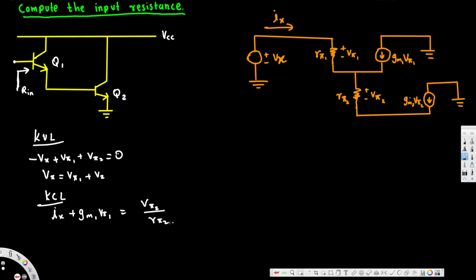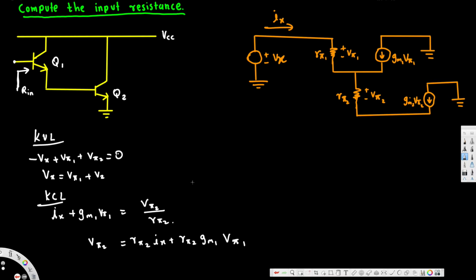Now from this one, if we rearrange this one in terms of V52, then we have to multiply everything by R52, because we just have to move this R52 to the other side. So this is going to be R52 Ix plus R52 times GM1 V51. Okay, now this is the equation in terms of V52.